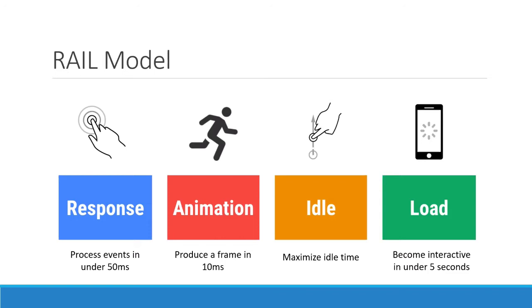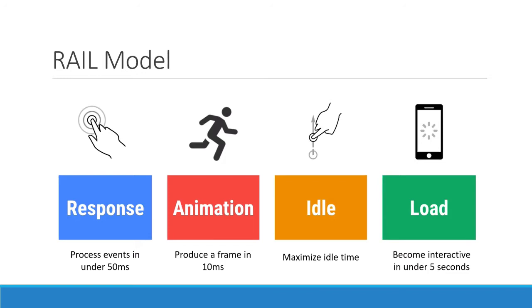The second one is about animations. The guideline here is to produce a frame in under 10 milliseconds. This is based on the fact that most apps want to have 60 frames per second, especially when you have animations on site, which means that if you divide 1,000 milliseconds by 60, it becomes 16 milliseconds per frame. We give these 6 milliseconds to the browser in order to actually paint the pixels on screen, which means that our JavaScript should aim to run in under 10 milliseconds.